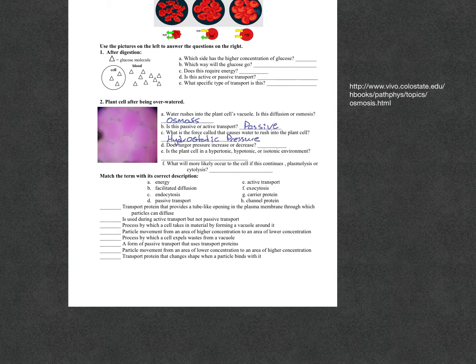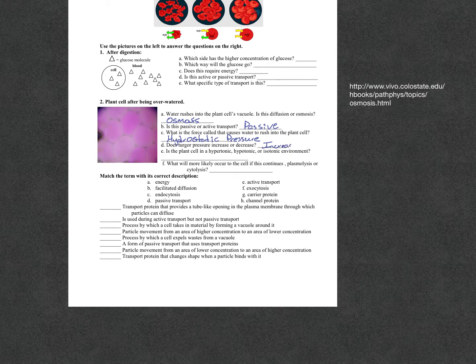Does turgor pressure increase or decrease? Turgor pressure is specifically the hydrostatic pressure on the cell wall, right? The water pressure on the cell wall as water's going in. Now here it says water rushes into the plant cell, so now we have the turgor pressure increasing.